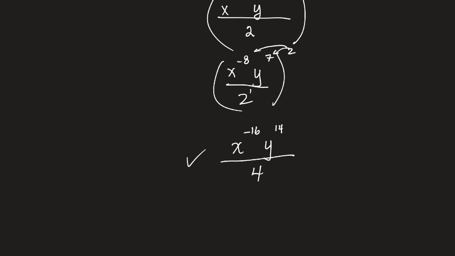And you could probably leave your answer like that, but typically if they ask you to simplify, they want you to get rid of the negative exponent, so I'd flip that to the bottom. So I'd call it y to the 14th over x to the +16, and a 4. Usually we'd put that out front.